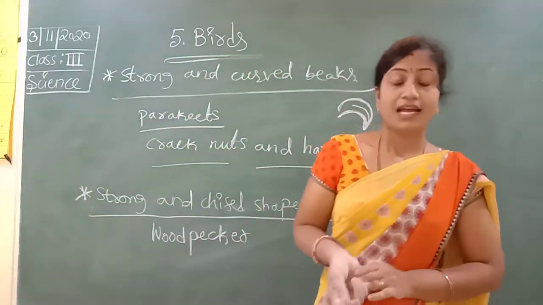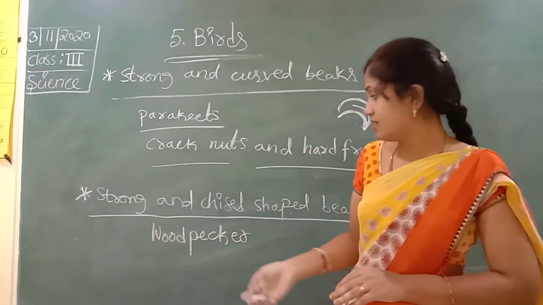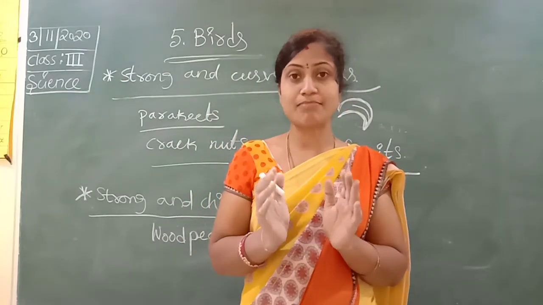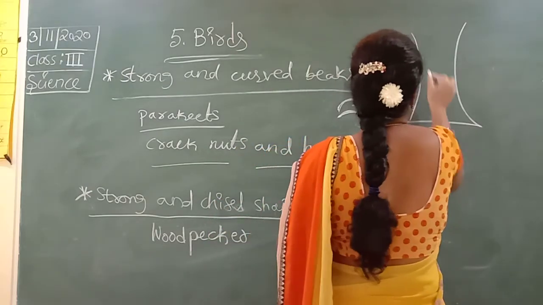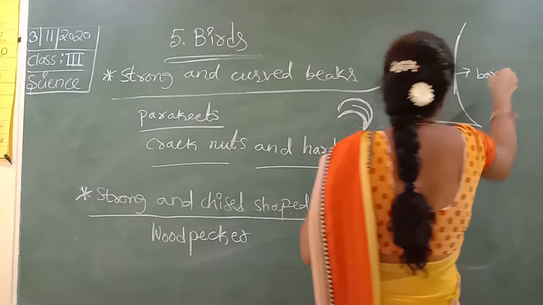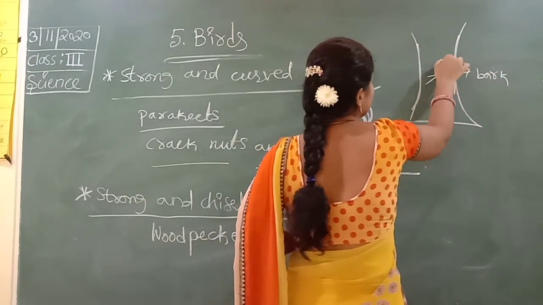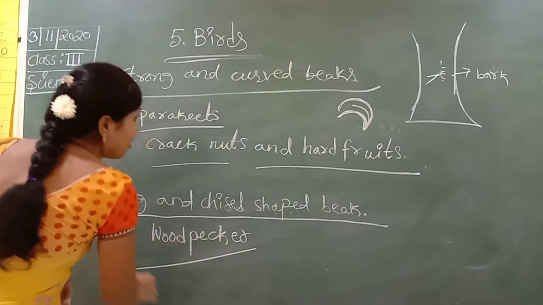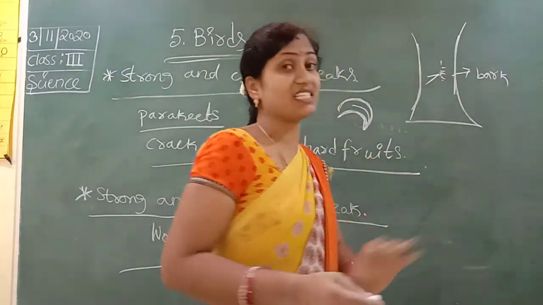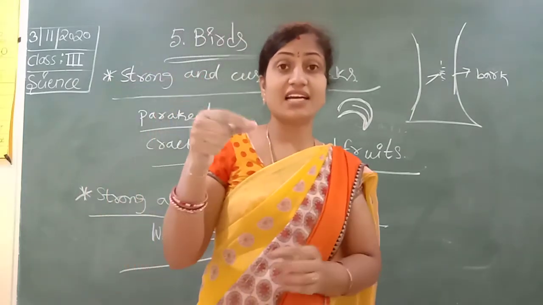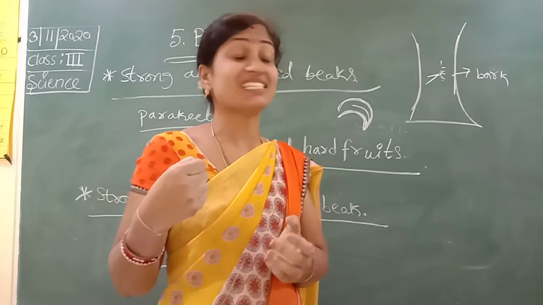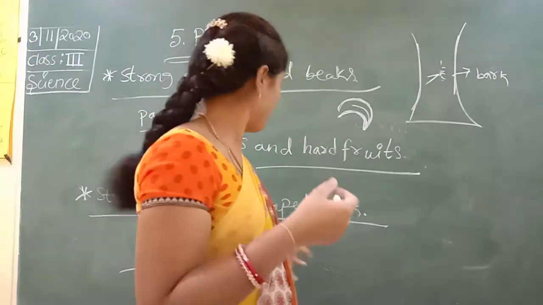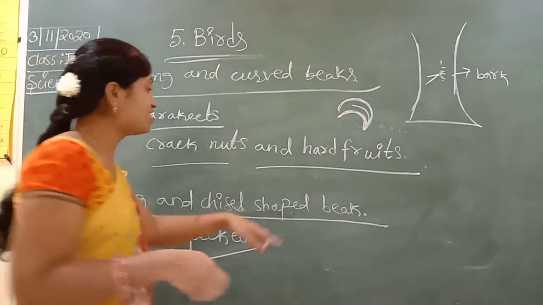The woodpecker is pecking the bark of trees. This is the bark of the tree, and this is pecking. They tap the bark of trees, and they pick out the insects inside the bark. They catch those insects and the woodpecker eats them. That's why it has a strong and chisel shaped beak.